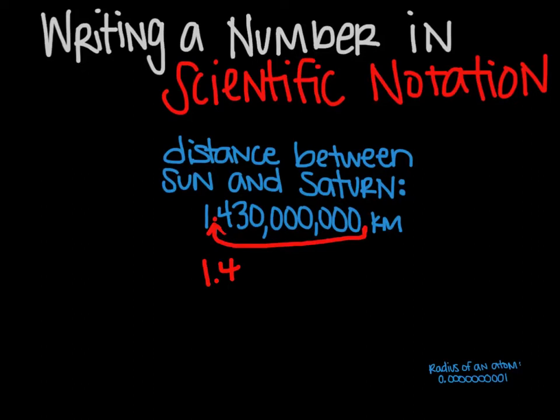So now we have 1.43. And now you eliminate all the zeros in a way. You count how many place values it took you. So you had 1, 2, 3, 4, 5, 6, 7, 8, 9. It moved 9 places. So we're going to say times 10 to the 9th power.